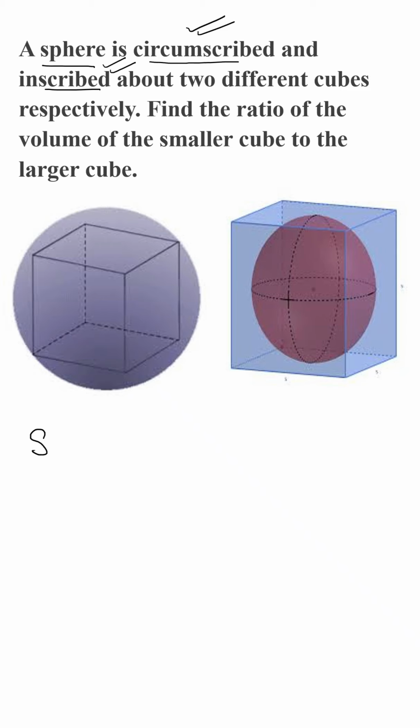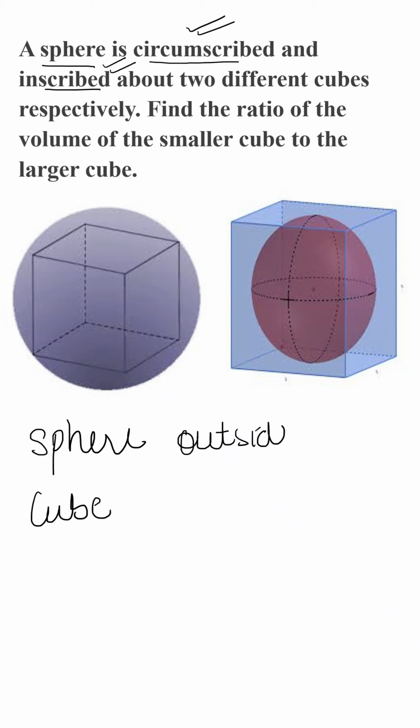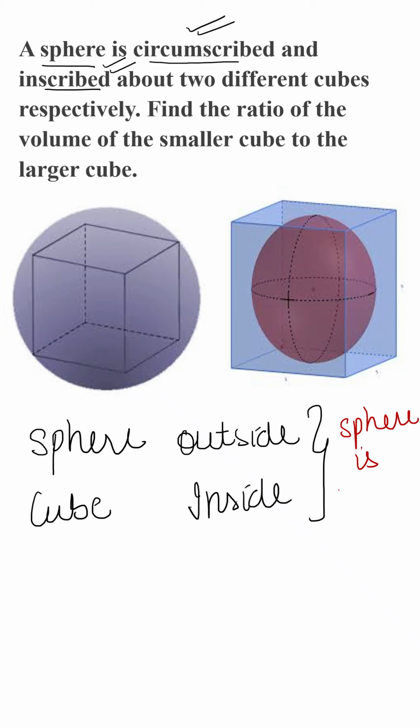So there are two figures, sphere and cube. When the sphere is outside and the cube is inside, this scenario is known as sphere is circumscribed the cube. So out of these two, which one is circumscribed the cube, where the sphere is outside? So here the sphere is outside and the cube is inside.